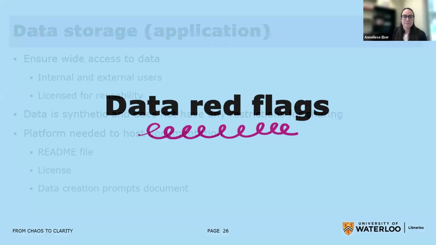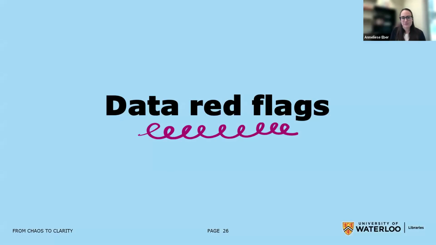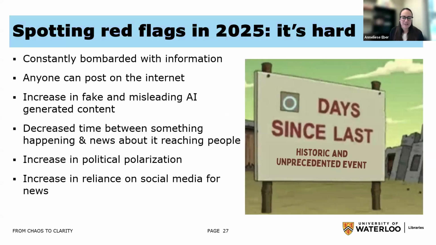And then getting into data red flags and how to spot them. Antonio talked about those biases. Those biases that we see in data are really important, especially right now when we're inundated with data and information every day. It can be really hard to spot those biases or red flags or questionable things in data. I do want to acknowledge that spotting these red flags in 2025 is really hard, and it's increasingly harder as we exist in this digital world.